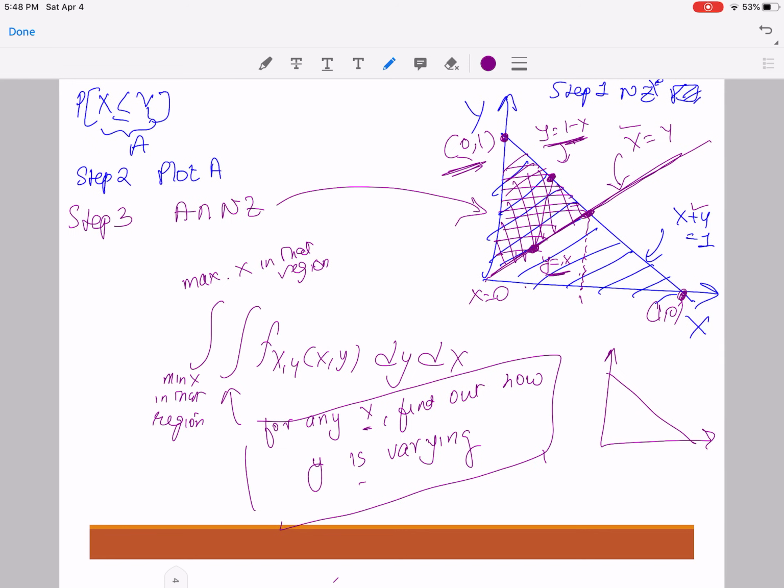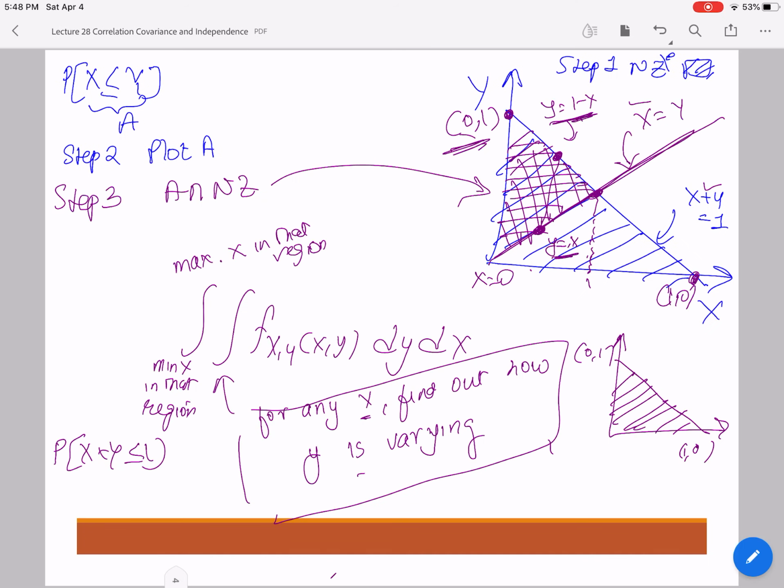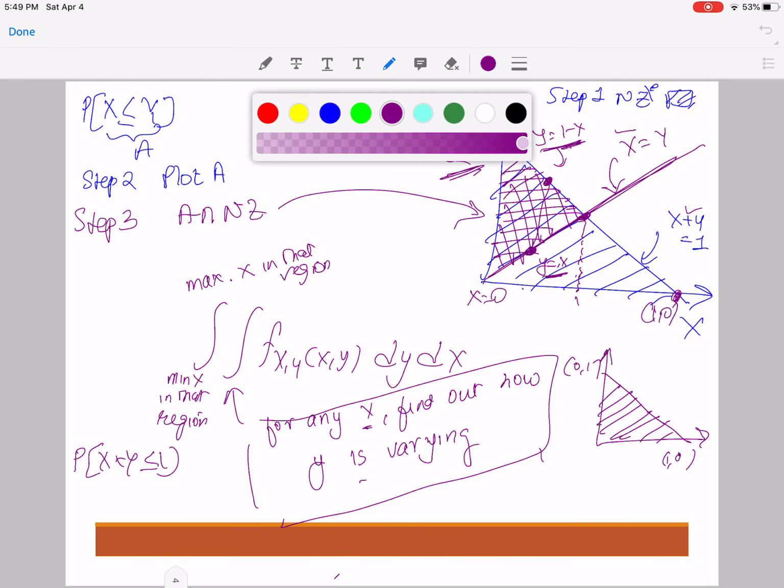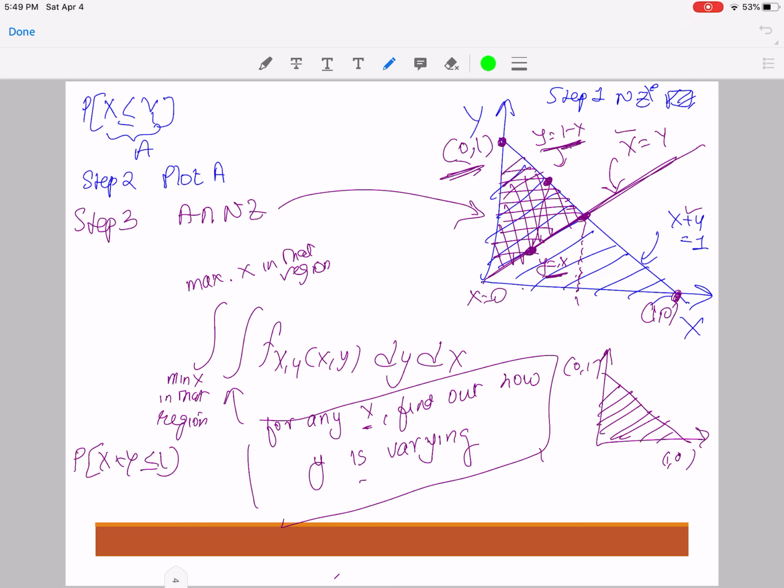1/2, something like this. So this was the region of non-zero probability here. And let's say that I need to find the probability that x plus y is less than or equal to 1. Let me use another pen for shading that region. Let's say that I use green. So this is that line x plus y is equal to 1. So this is the region in Z intersection A.